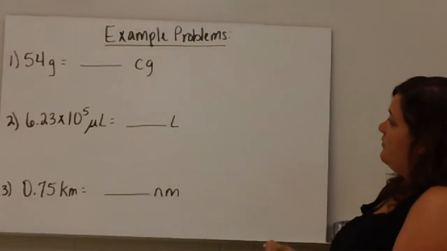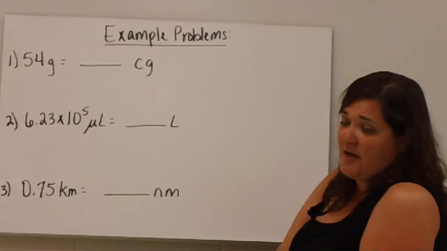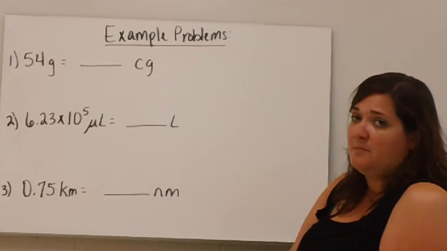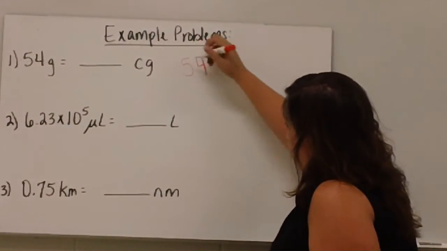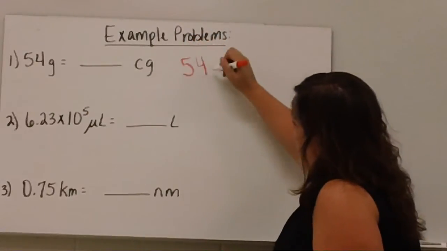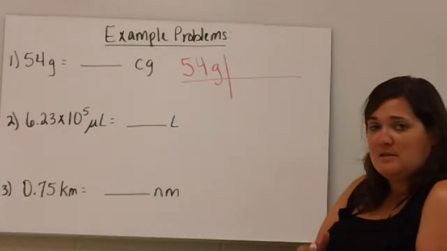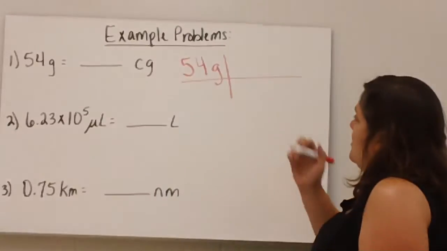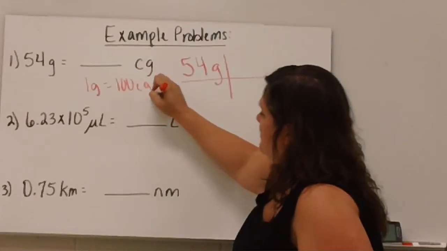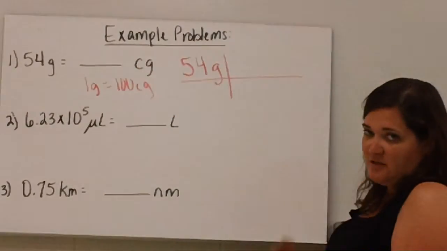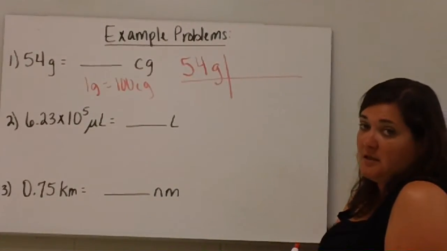Let's look at some problems. We have 54 grams. How many centigrams would that be? Now, many of you can do these in your head, but we're going to use the factor label method to solve these problems, which is a method we will be using all throughout chemistry. So we have 54 grams. Now, how are centigrams and grams equal to each other? Well, we know that 1 gram is equal to 100 centigrams. So we can create what's called a conversion factor with that. And we use the conversion factor to cancel out our units to get the unit that we want.